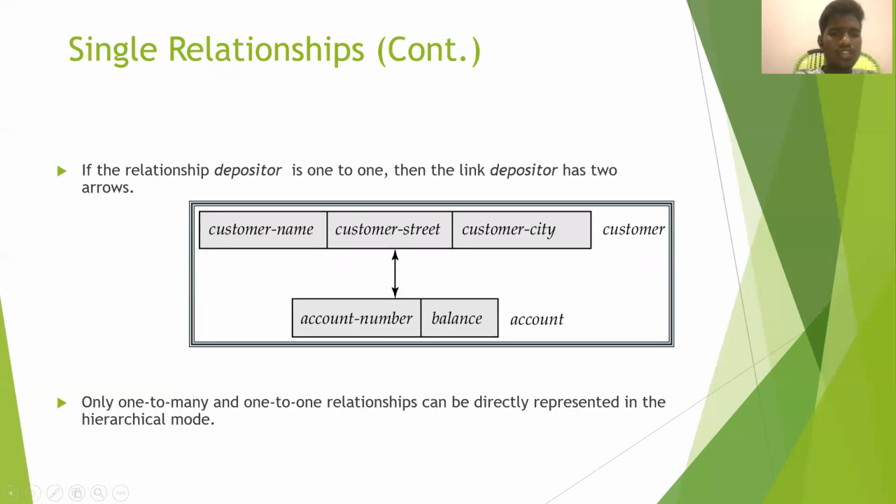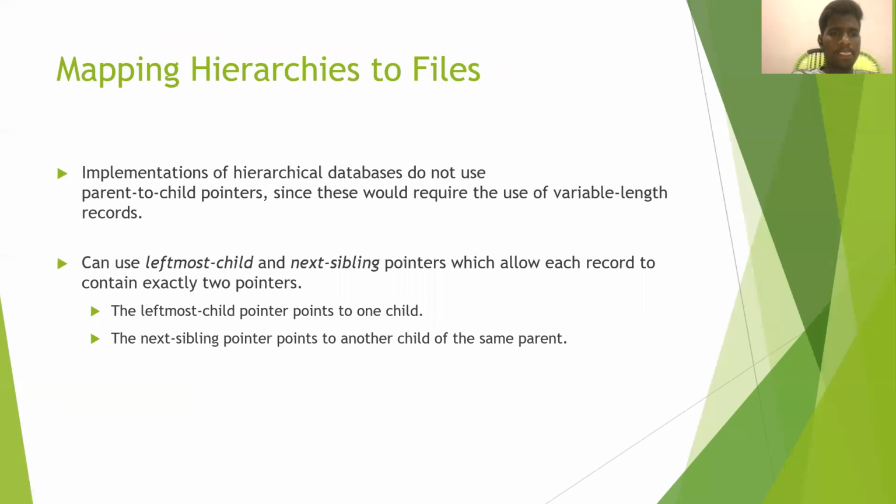If the relation depositor is one-to-one, then the link depositor has two arrows. Here we can see two arrows. Only one-to-many and one-to-one relationships can be directly represented in the hierarchical model. As we have discussed earlier, there should be only a one-to-one or one-to-many relationship.